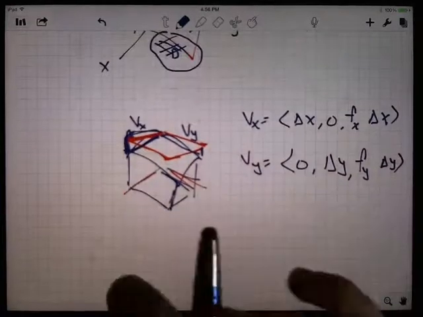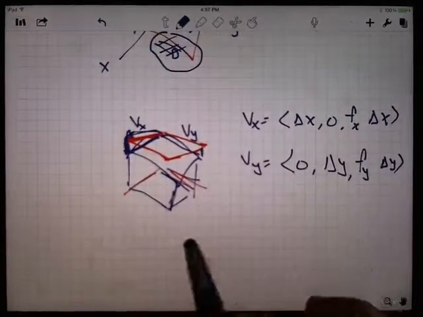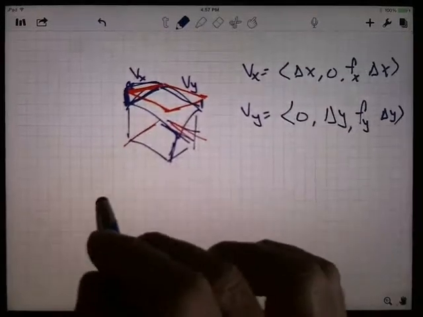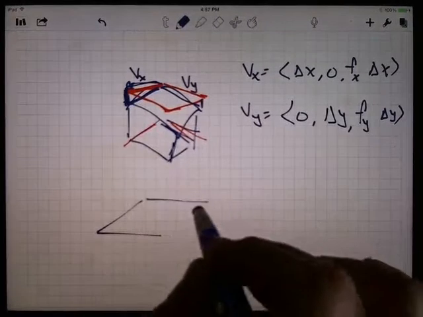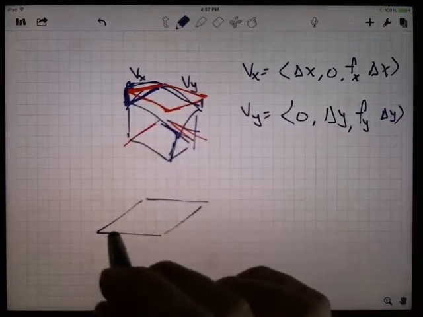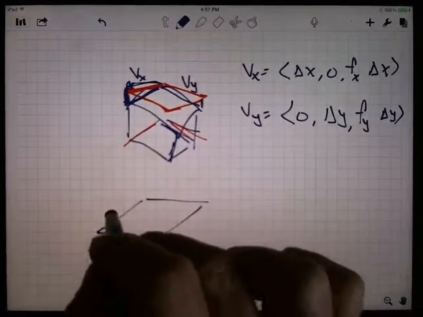Okay. Now, to find the area of a parallelogram, how much linear algebra do you know here from Calc 3? What did we learn here? If I've got two vectors, I'm just going to call them u and v for now.